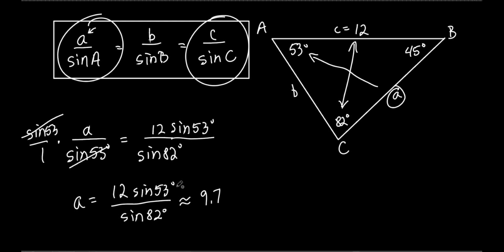And then I think you can just put divide, and then sine of 82. You should get 9.7 if you put it like that. But if you have a little calculator like this, sometimes you have to do the angle first, depending on what calculator you're using. So I would go 53 sine, then times 12, and then hit equals, then divide, and then 82 sine, and then equals again.